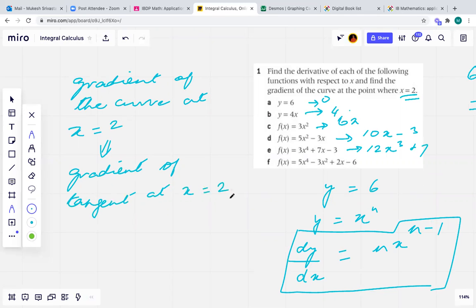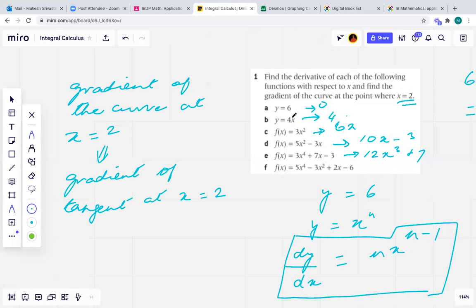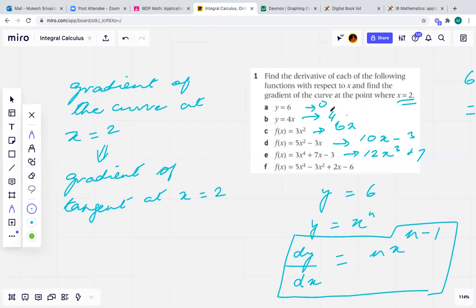At x equal to 2. So gradient of tangent at x equal to 2. Now let us say 1a. What is the gradient of the curve at point x equal to 2? 1a, y is 6. So zero change, the gradient will be 0. Yeah, because the derivative is 0. Gradient is derivative.